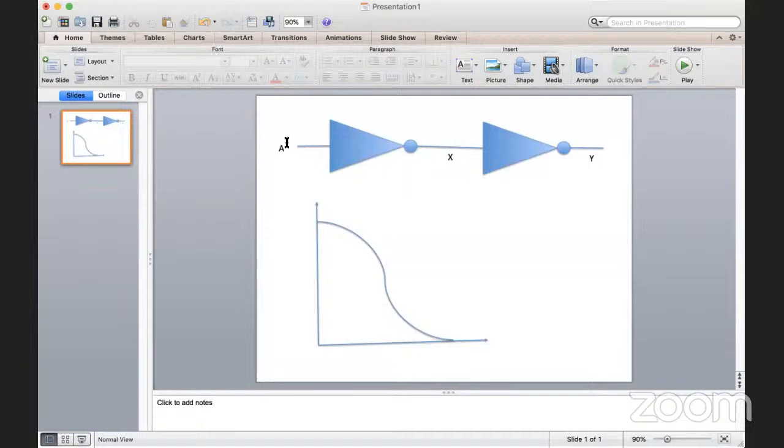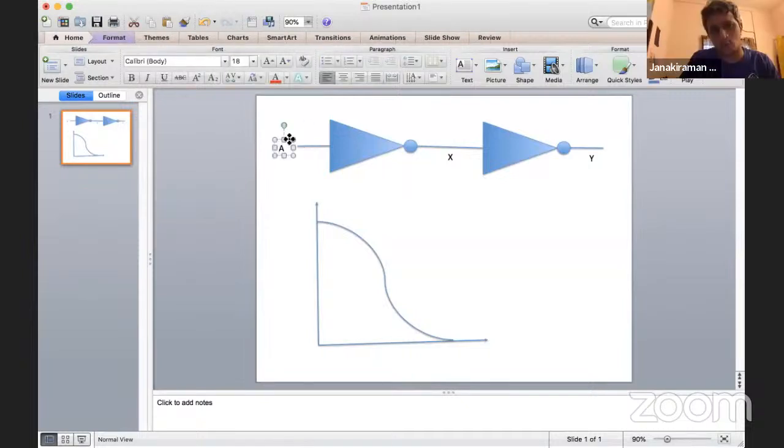Yes, sir, it is visible. Okay. So I have just plotted it as two inverters. Forget the NAND gate. The other two inputs are tied to VDD. So therefore, it's like an inverter. That's all.